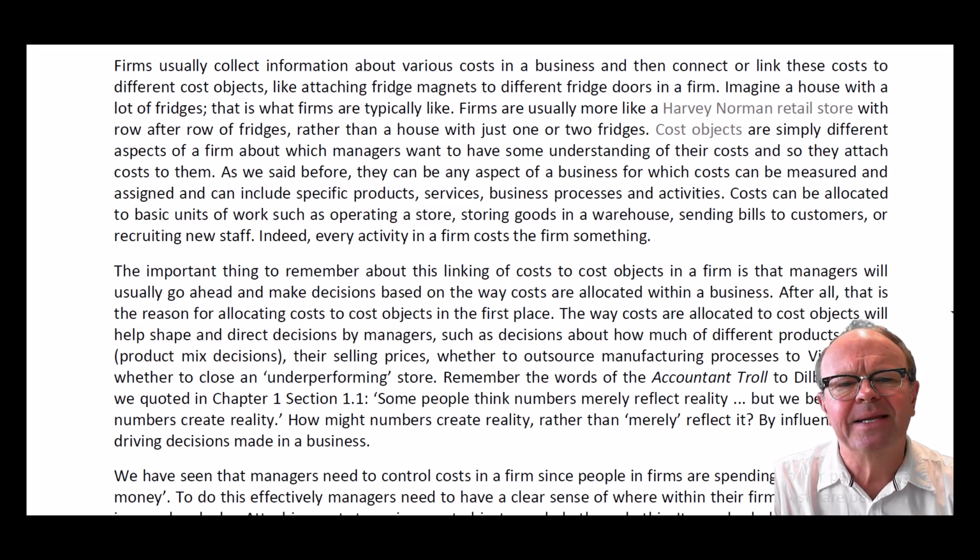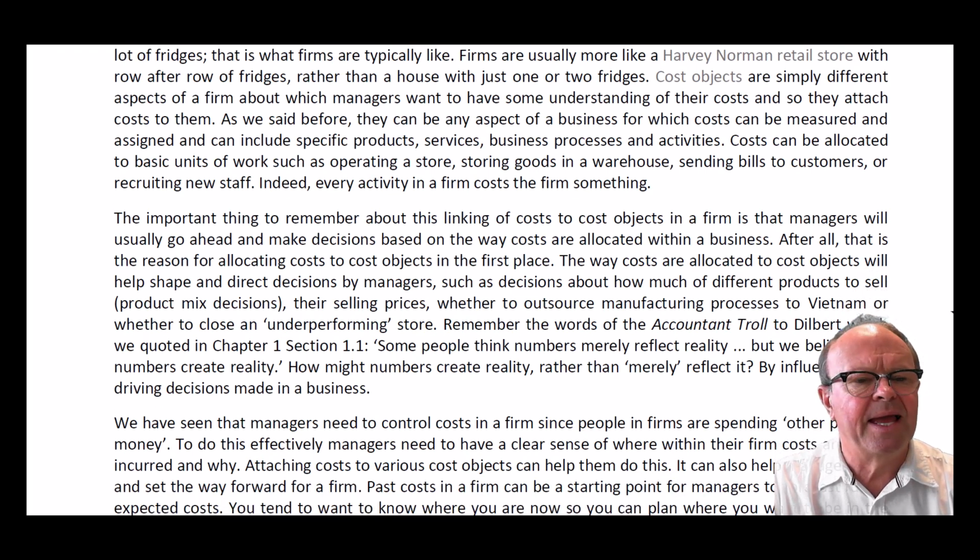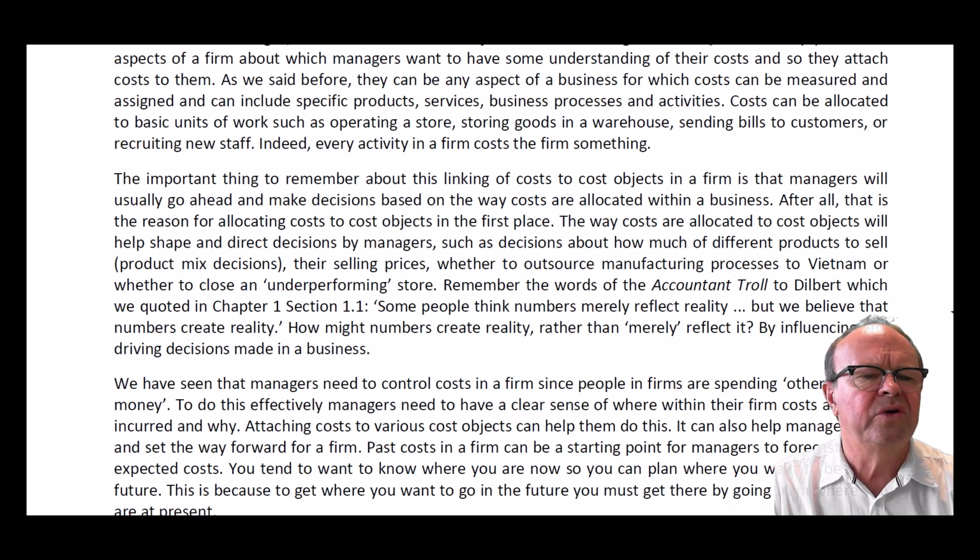Cost objects are simply different aspects of a firm about which managers want to have some understanding of their costs, and so they attach costs to them. As we said before, they can be any aspect of a business for which costs can be measured and assigned, and can include specific products, services, business processes, and activities. Costs can be allocated to basic units of work, such as operating a store, storing goods in a warehouse, sending bills to customers, or recruiting new staff. Indeed, every activity in a firm costs the firm something.